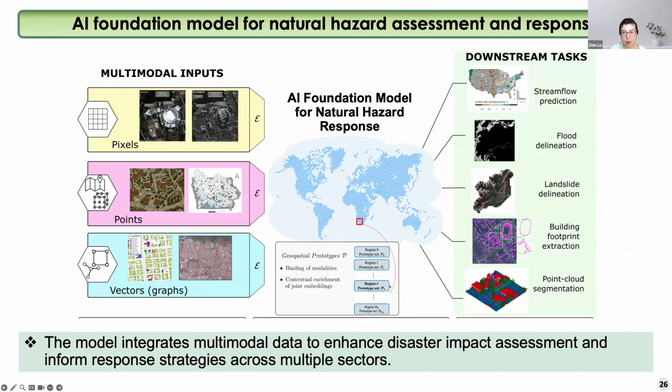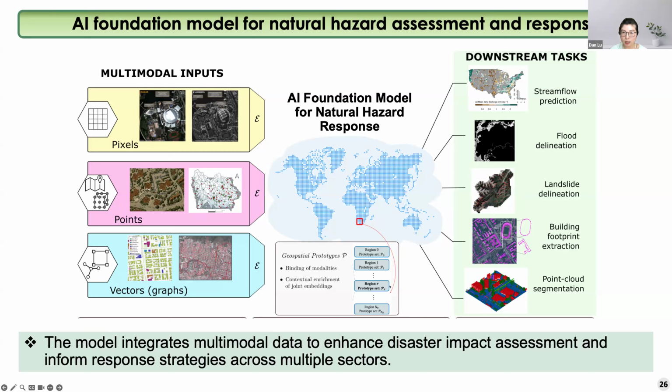In addition to developing Orbit for Earth system modeling, we are also building a foundation model for natural hazard assessment and response. Natural hazards such as floods, landslides, and wildfires are becoming more frequent and intense, increasing the demand for advanced predictive models that can enhance disaster preparedness and response.